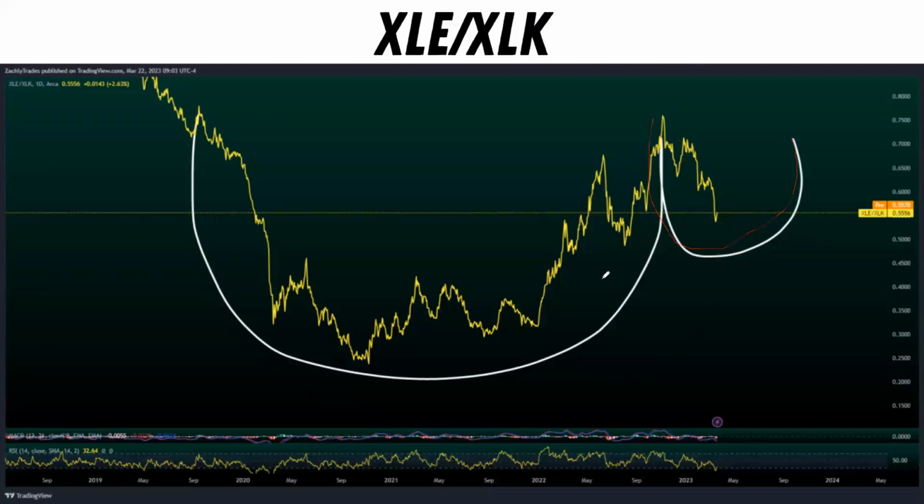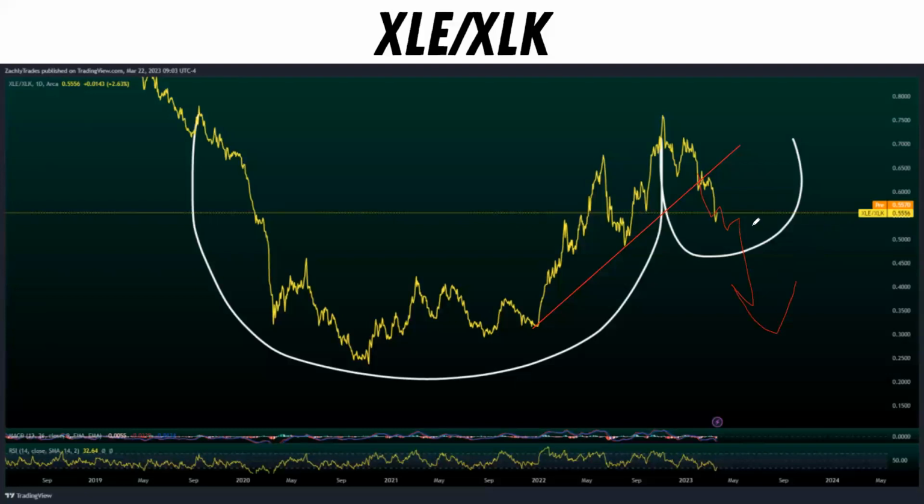It looks to me like we're putting in a handle right now. Now, this doesn't have to play out. You could say, in fact, that we broke this trend line here, that we had a nice little trend line and we broke that, and we're potentially starting another downtrend and going to continue moving lower. That's very much a possibility.